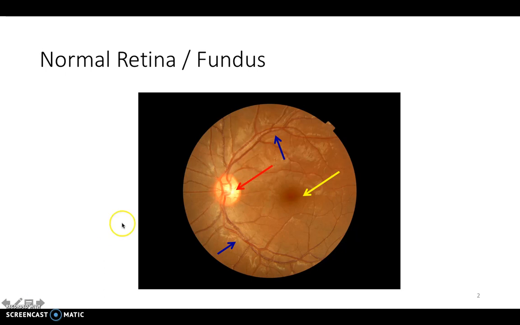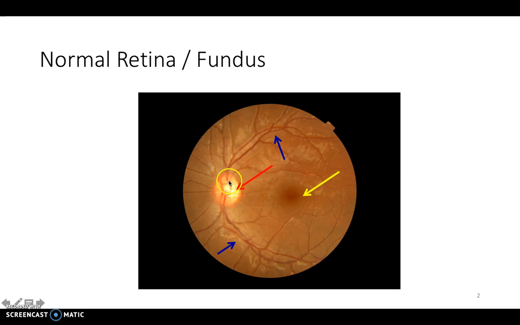Now let's look at how a normal retina and optic nerve look. This is a normal retinal picture in which you see the optic nerve here. This is known as the optic disc, and this is the area from where we see what we call the macular area, in the center of which we have the fovea, where exactly our vision is formed.